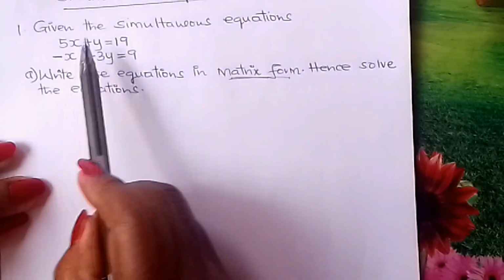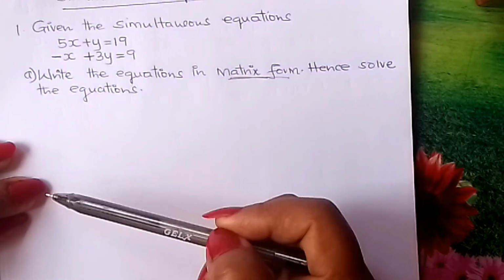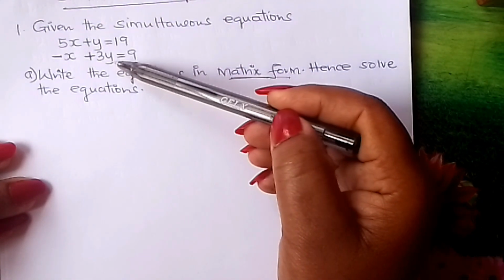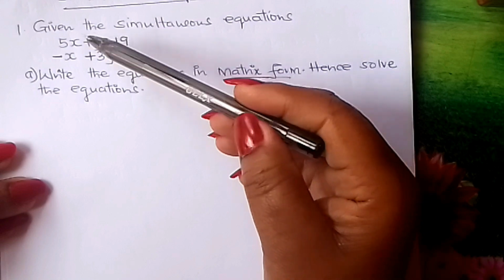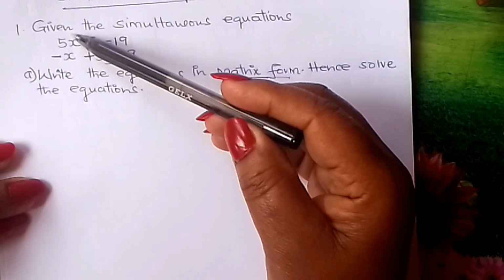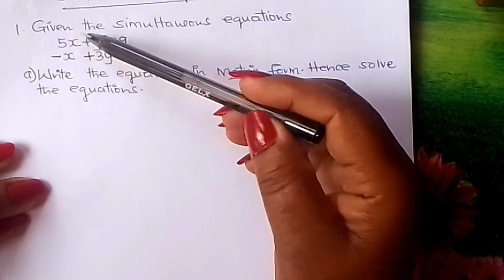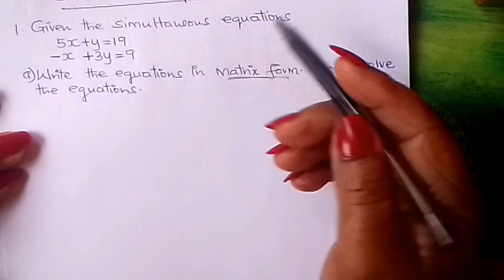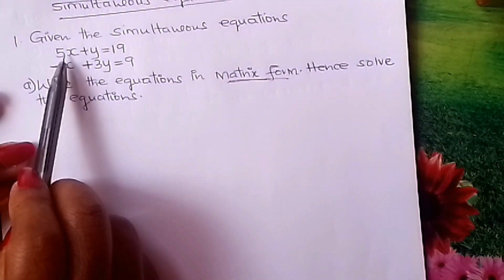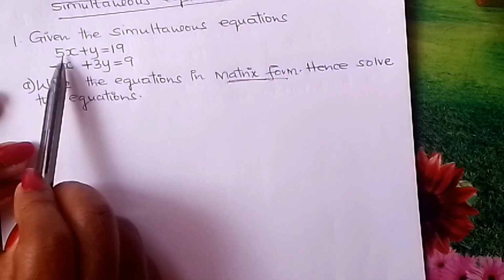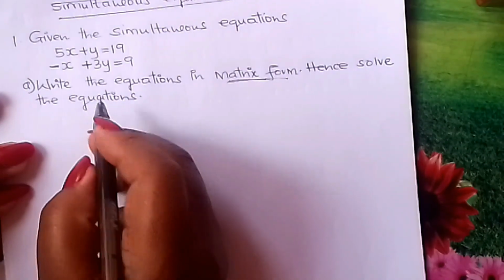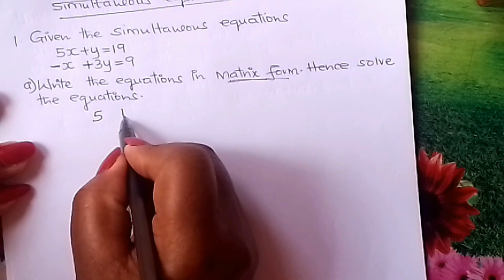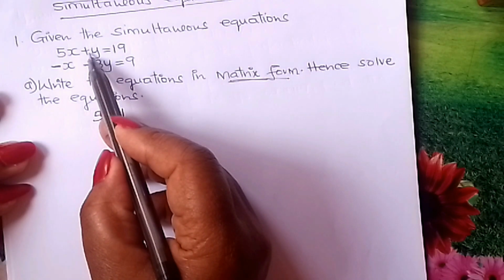What do you do? You first check on the arrangement of letters, learners. You have x here, you have x down here. You have y, you have y. So, learners, you check on the arrangements and you make sure that the x's are in the same column and the y's are also in the same position. So from there, you pick the coefficients of those terms. What is the coefficient of x here? It is 5. What is the coefficient of y? It is 1.